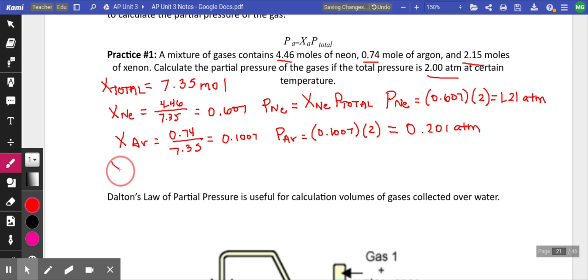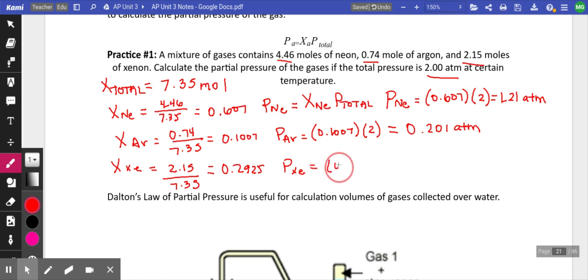Then I can do the same thing for the xenon. So my X of Xe, again, I'm taking the moles of Xe, which was 2.15, over the total moles in the mixture, which was 7.35. That's going to give me a mole fraction of 0.2925. Then to find the partial pressure of that xenon, I'm going to take my mole fraction, which was 0.2925, times the total pressure, which is 2, and that's going to give me a partial pressure of 0.585.